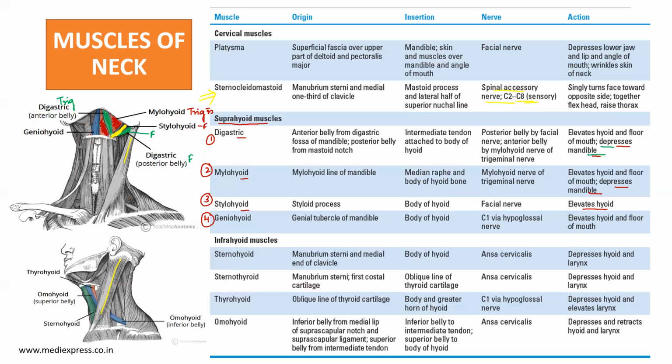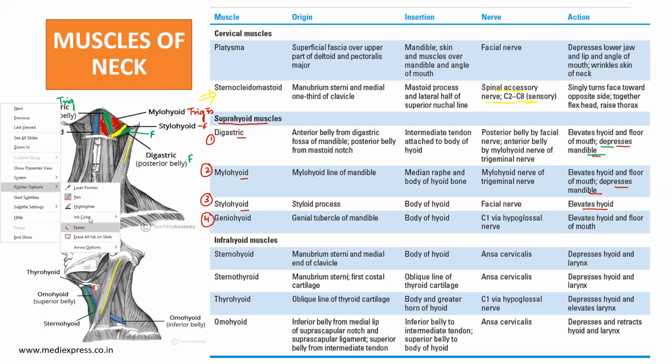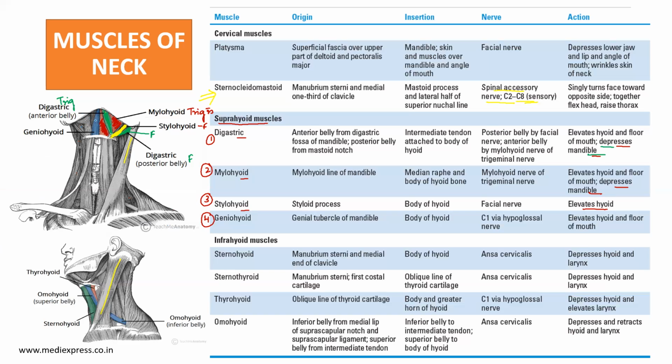Next comes the geniohyoid, the one in the blue. It is supplied by C1 via the hypoglossal nerve. The one in the blue, this is the geniohyoid muscle. This also elevates the hyoid and the floor of the mouth.